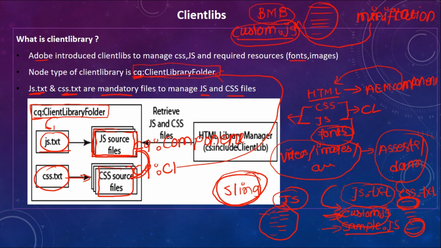So who provides this option? For that they have already created one configuration. That means it provides some extra functionality, like when you have classes and you want some extra functionality, then this client library will provide it. This configuration is provided, and the name of it is HTML library manager. So we'll go there and try to create it.